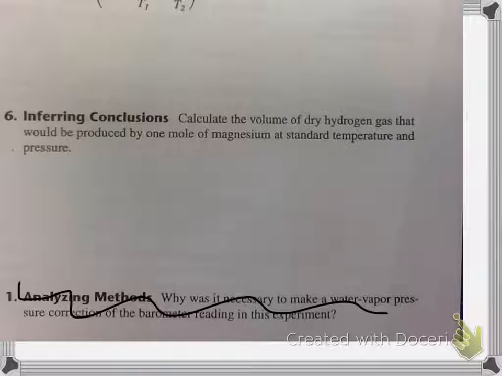Okay, so if we're going to do this, calculate the volume of dry hydrogen gas that would be produced by 1 mole of magnesium at standard temp and pressure. Do you have the overall chemical equation for this reaction? What is it?